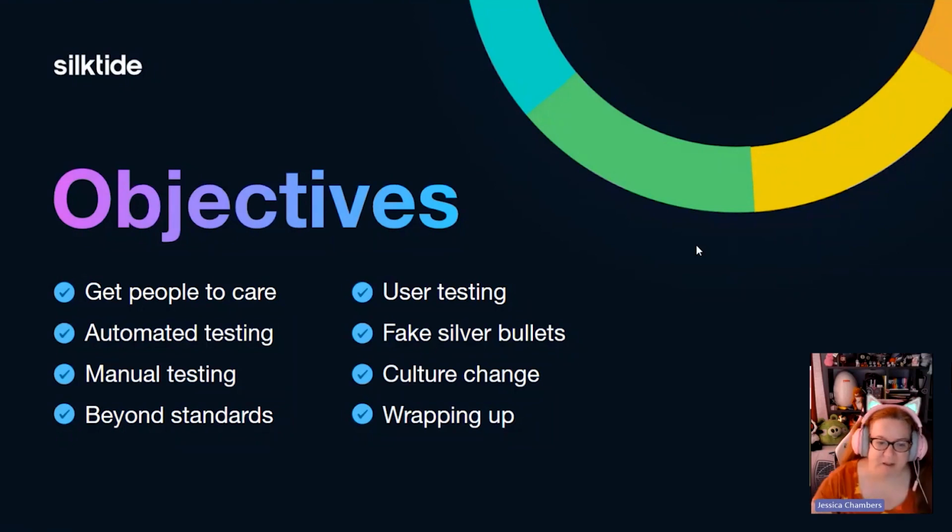We have a number of objectives we're going to be covering today. So we're going to start by talking about how to get people to care. Then we're going to talk about automated testing, manual testing, going beyond the standards, user testing, fake silver bullets, culture change, and then we're going to wrap up. And with any luck, we'll have time for Q&A.